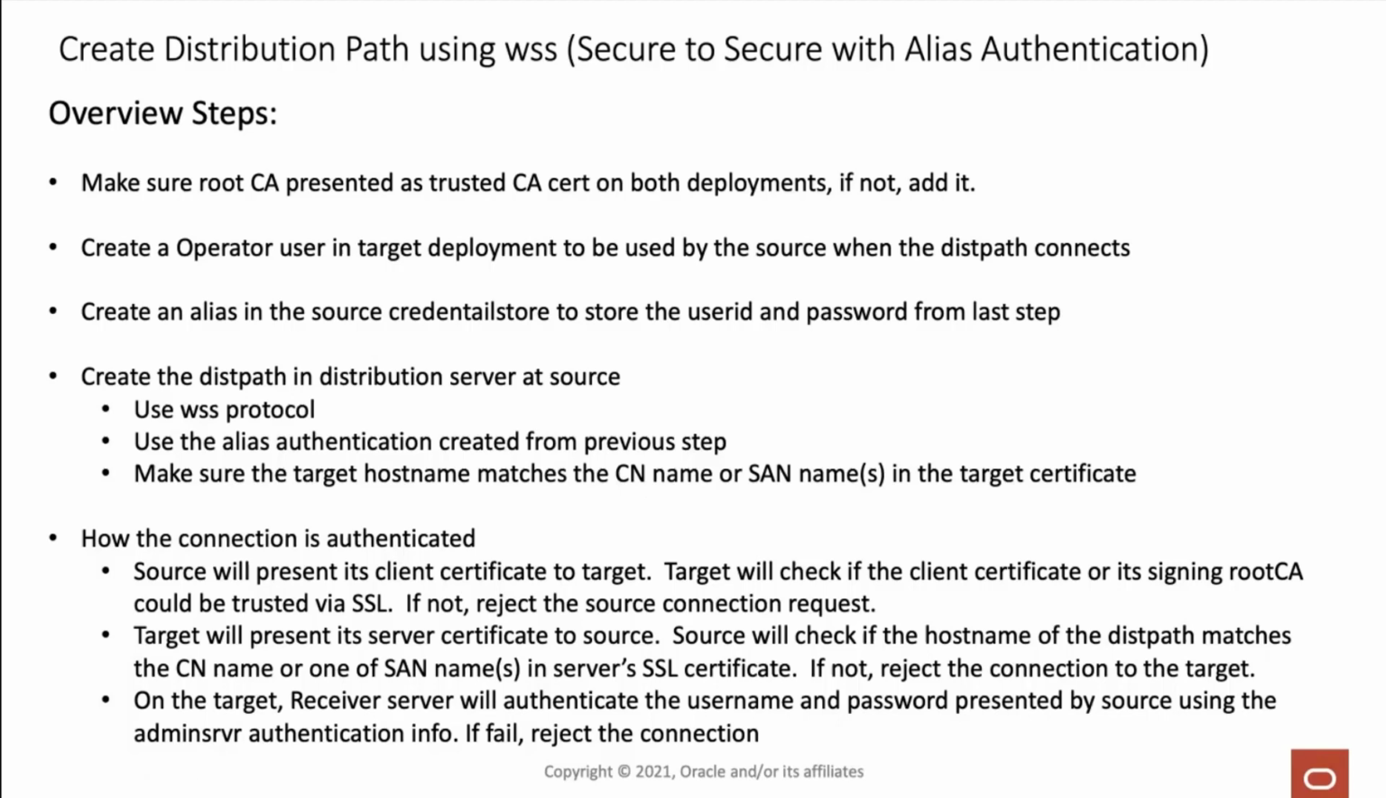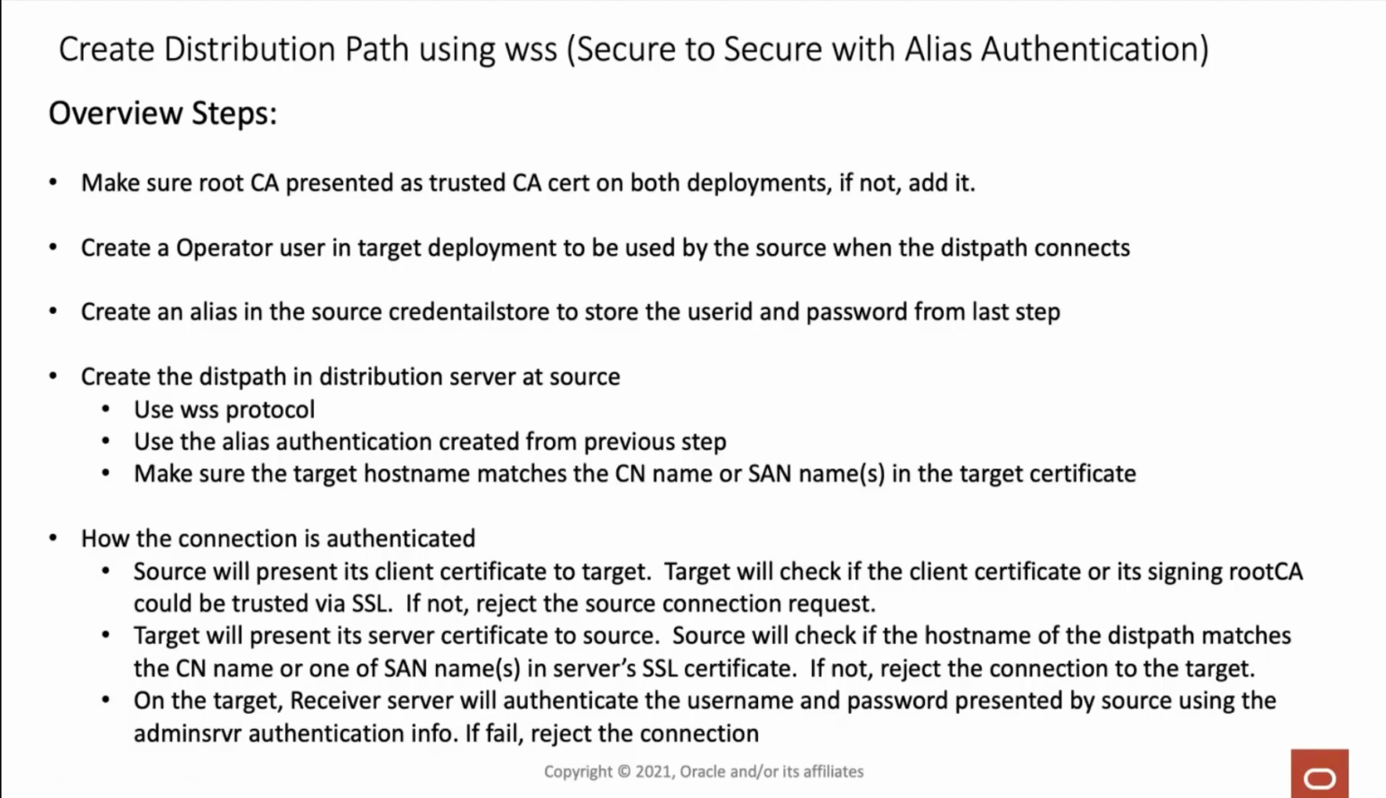And this is how the distribution path is verified. Once you initially start to connect, the source will first present its client certificate to the target, right? So the target will check the client certificate, to see whether it can trust it. In this particular case I'm going to demo, because it's signed by the same root CA, the target will trust the root CA, so it will trust your client certificate. And then the target will present its server certificate back to the source, right?